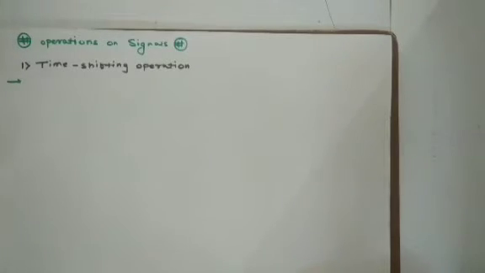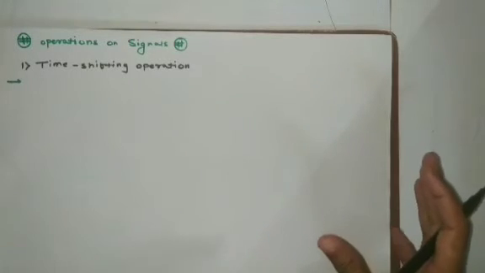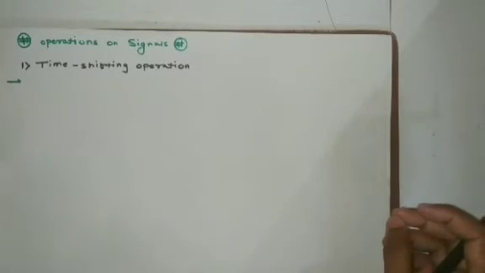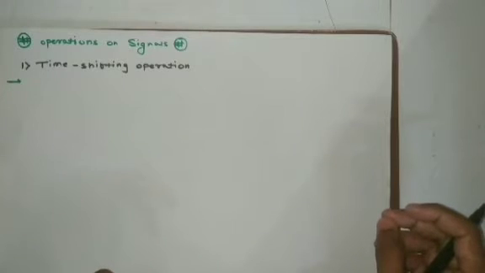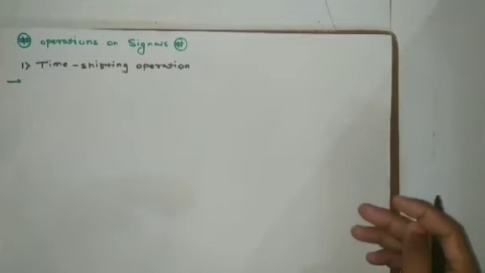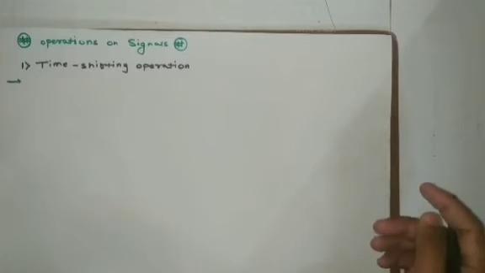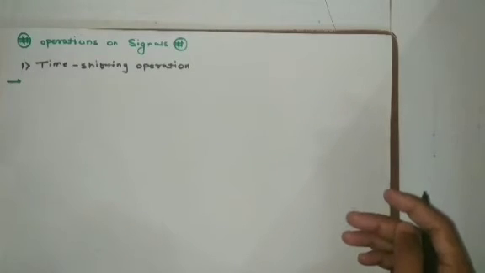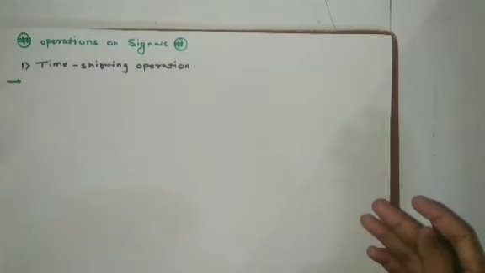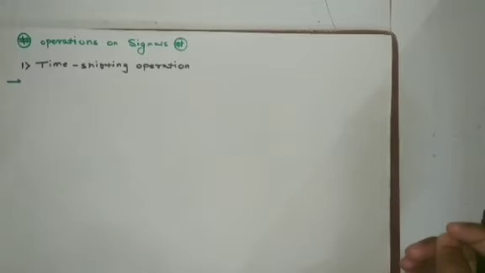So based on the characteristics, maybe amplitude or maybe time period, we are going to perform 6 different operations, including time shifting, time reversal, time scaling operation. Then we'll discuss amplitude scaling operation, followed by addition of signals and multiplication of signals.